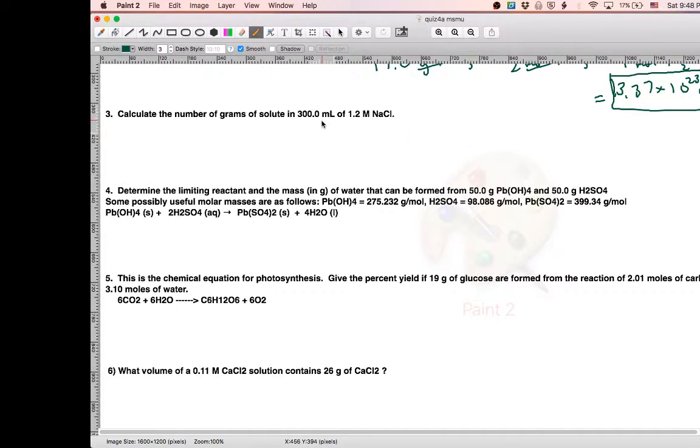Calculate the number of grams of solute in the given solution. Okay, so we want grams, and we're given milliliters, and we're given molar. The capital M means molar.